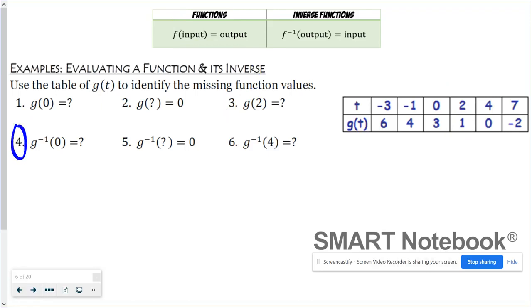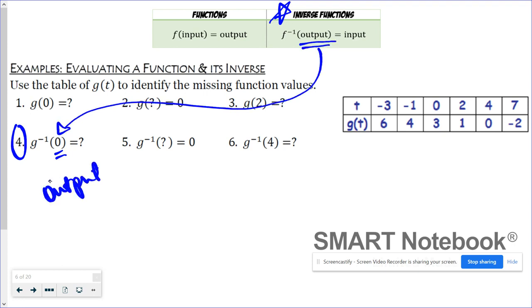So in problem 4, we have g inverse of 0 equals question mark. So I am working with the inverse function. So what do I know? Well, they give me a number inside the parentheses. And the number inside the parentheses is an output. So I know that the output is 0. Find it on the table, output of 0. And the corresponding input would be 4. So the answer to number 4 is 4. Okay.